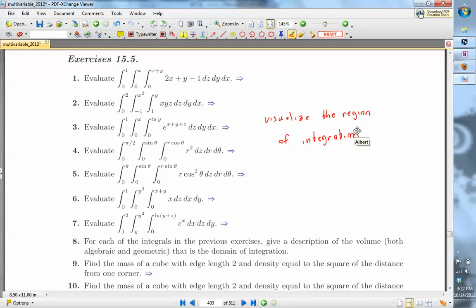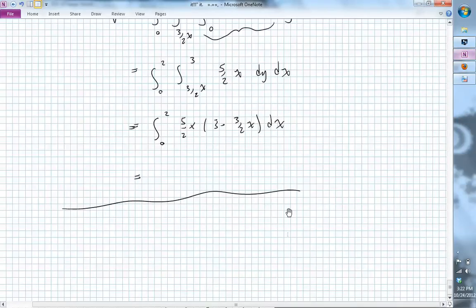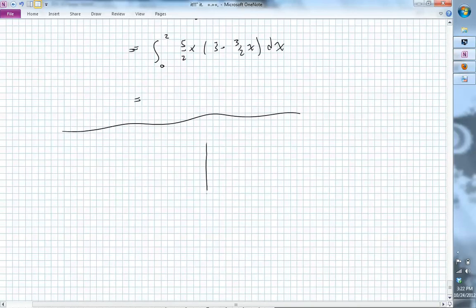Now r is going to go from 0 to sine theta. Do you remember what that is? Sorry, not y, r. Do you remember what that describes? It's a circle. Do you know its center? A little tricky. 0, 1/2. I'll flesh it out for you, don't worry. So let's say that's 1/2.